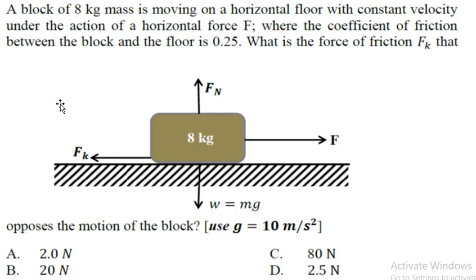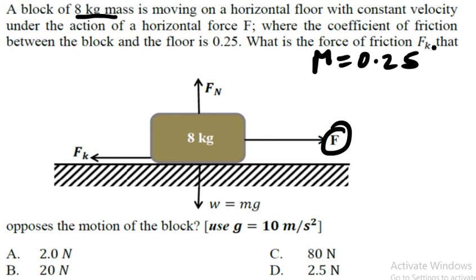The next question says, a block of 8 kilogram mass, the mass is given to you, 8 kilogram, is moving on a horizontal floor with constant velocity under the action of a horizontal force F. This is the applied force, where the coefficient of friction between the block and the floor is 0.25. Coefficient of friction is represented by mu, which is 0.25, given to you. What is the force of friction? The force of friction Fk opposes the motion of the block. Force of friction is the same as mu times normal force. That is the formula.